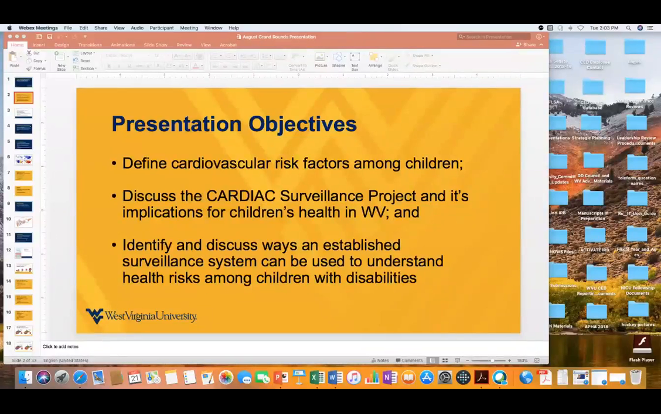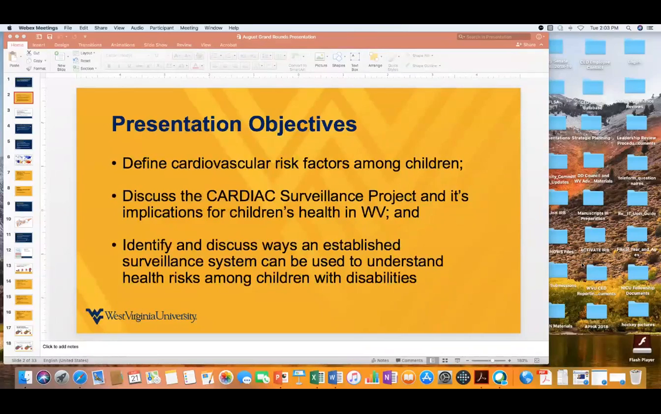Okay. The objectives of this presentation are to talk about cardiovascular risk factors in children, and that seems like a very new thing to people. Oftentimes we talk about it as an adult issue, so why are we talking about it with kids? We're also going to talk about this project known as the Cardiac Project, what it was about, why it was developed, and what it did while it was in place.